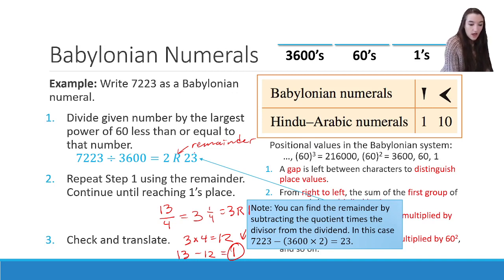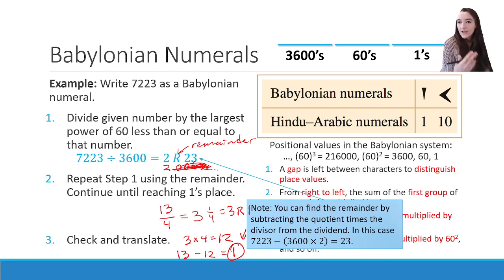So how can I do that with the 7,223? Well, if I take 7,223 and divide it by 3,600, specifically it's 2.00638, and so on. I don't care. It doesn't matter what all of this is. Point is, I get 2 and then some remainder.